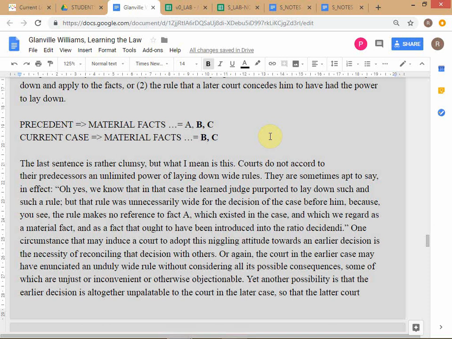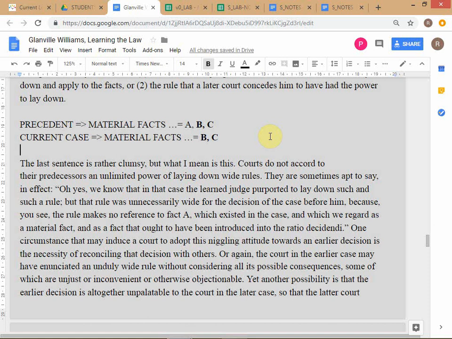So the actual ratio laid down in the precedent should only apply to cases where all three, A, B, and C, are material facts. But in my case, only B and C are material facts. So the court essentially has to say that the earlier court made a mistake, because it failed to recognize the material fact and laid down a rule which is too wide.